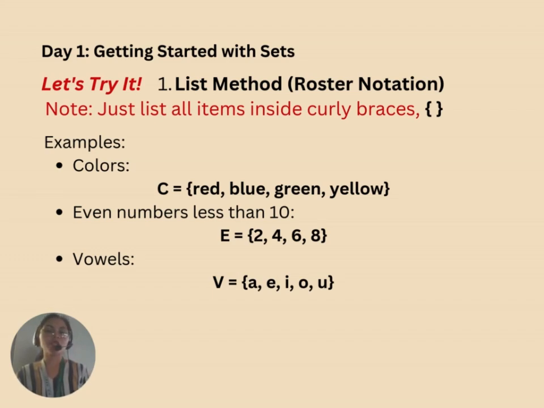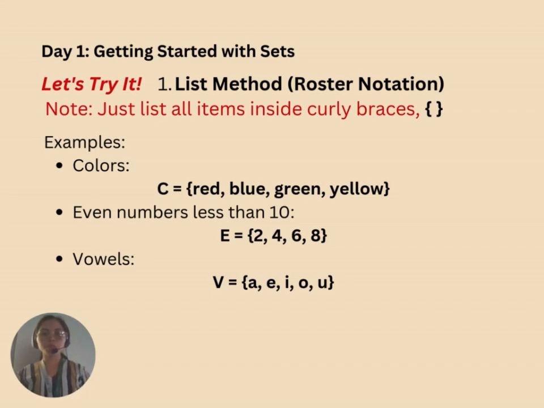Next, we have vowels. Let's use letter V for vowels. So set V = {A, E, I, O, U}. Okay? So these are the vowels: A, E, I, O, U.